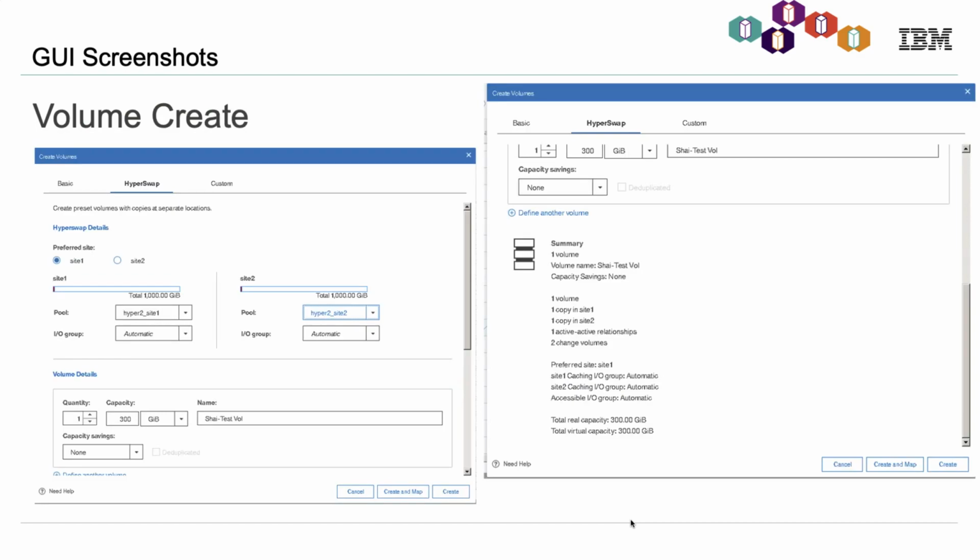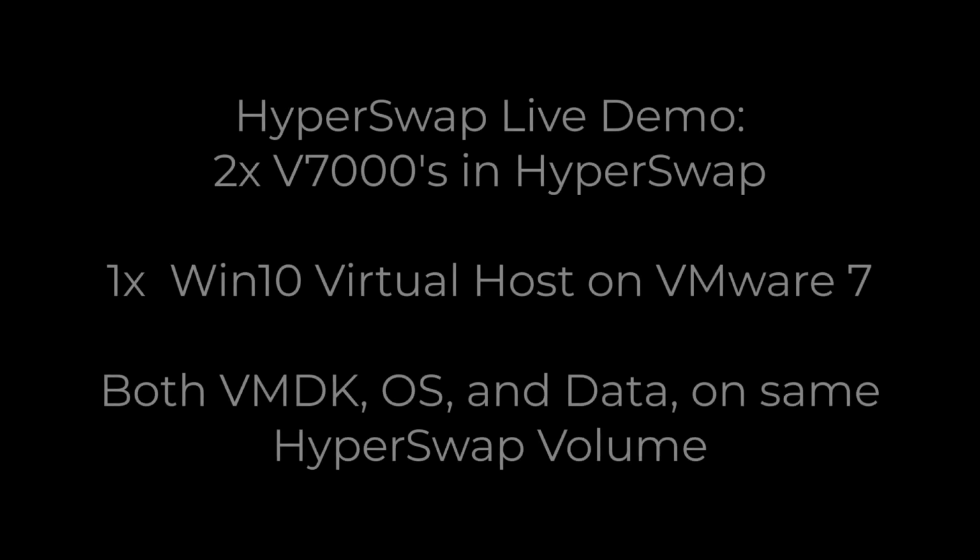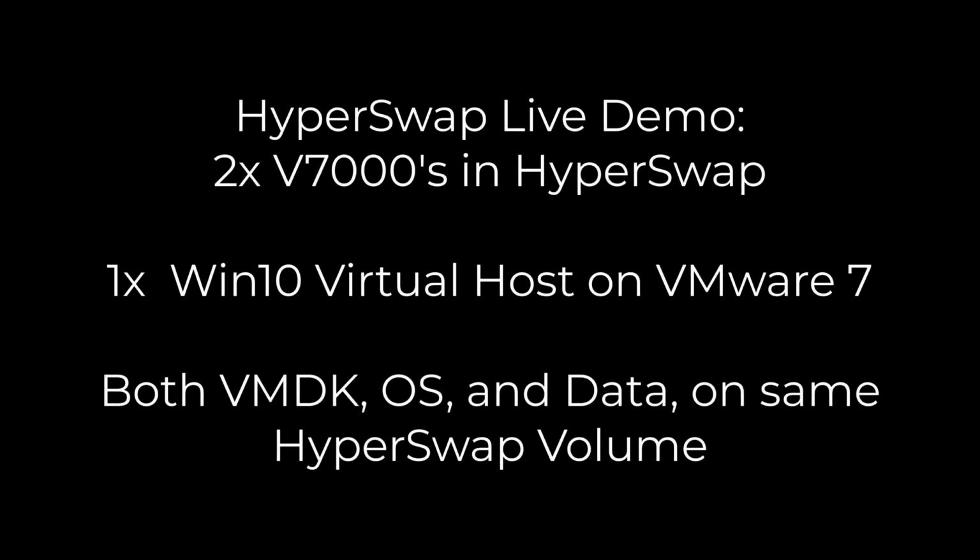How easy is it to create a volume? Very simple. In the GUI, you just click on the HyperSwap tab and you'll be able to put it on any particular pool you want, and the size, and it'll automatically create it in less than three mouse clicks. Not a problem. Now let's get into the live demo here of the two V7000s in HyperSwap mode.